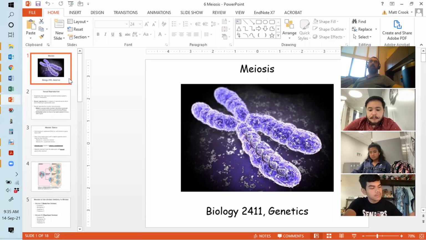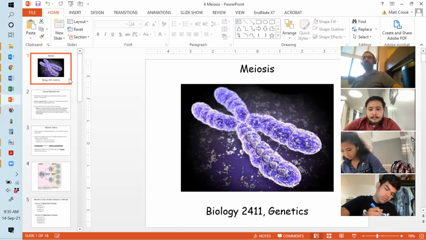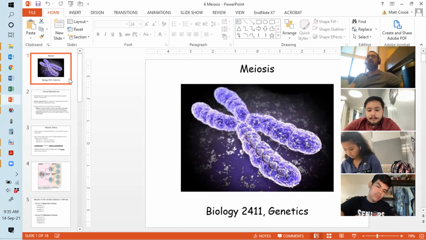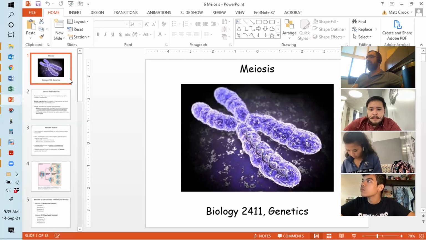The benefit, I guess, of meiosis one, or meiosis in general, and sexual reproduction, is it generates new variation in the offspring, a diversity of offspring which have new combinations of alleles that their parents did not have.